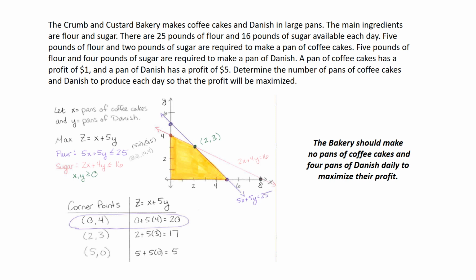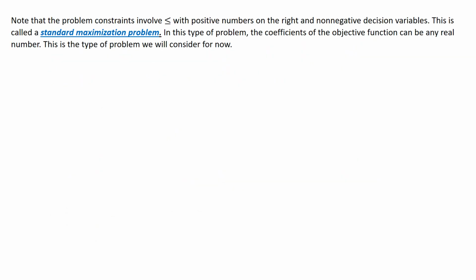Now, we can apply this problem to the table method. But first, let's talk about a few things. One thing to notice is that the problem constraints involve less than or equal with positive numbers on the right and non-negative decision variables. This is called a standard maximization problem, and in this type of problem, the coefficients of the objective function can be any real number. So technically that means that x and y could have negative or positive coefficients in front of them, and that's the type of problem that we're going to consider for now.